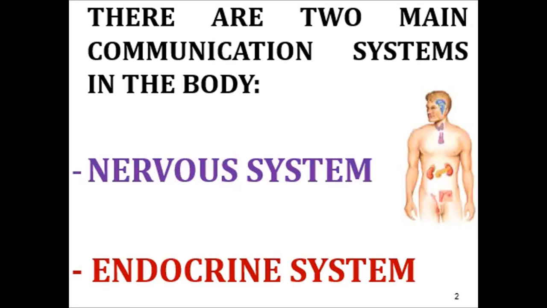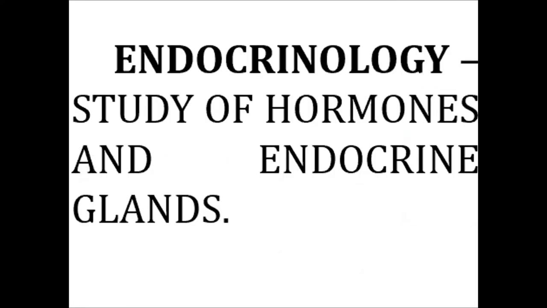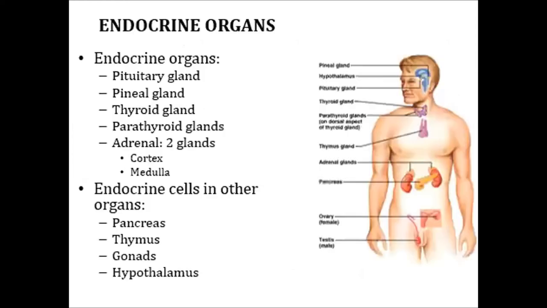There are two main communication systems in the body. It's the nervous and endocrine systems. And endocrinology studies the hormones and endocrine glands.